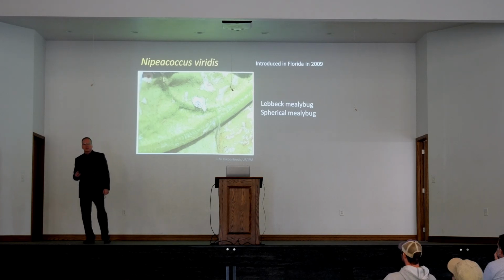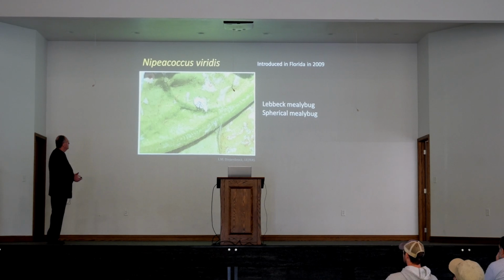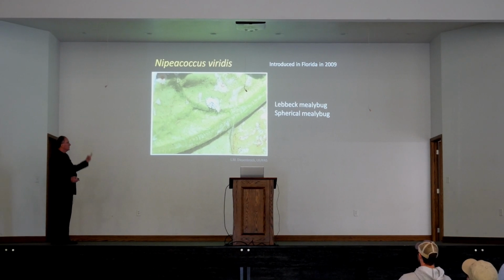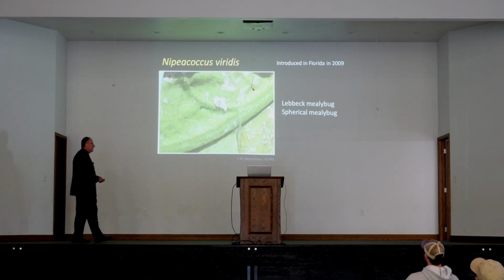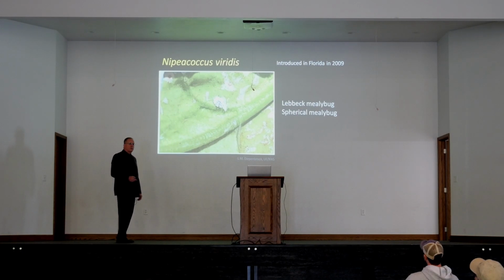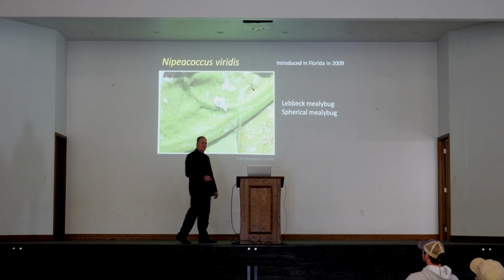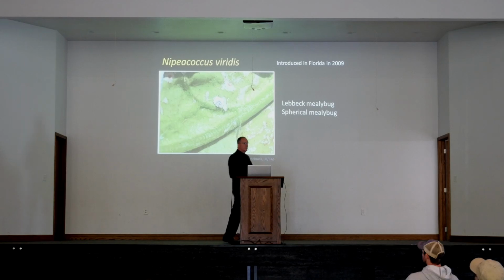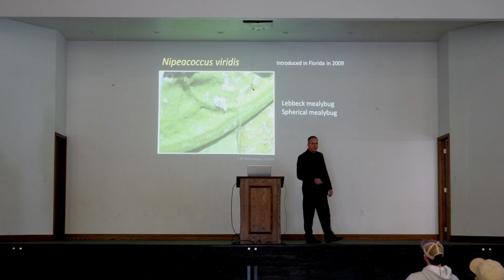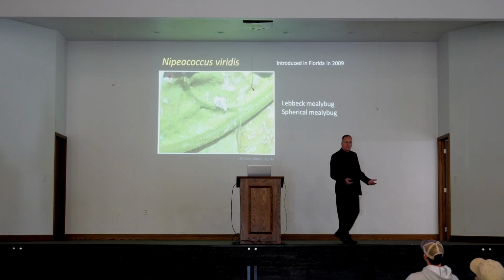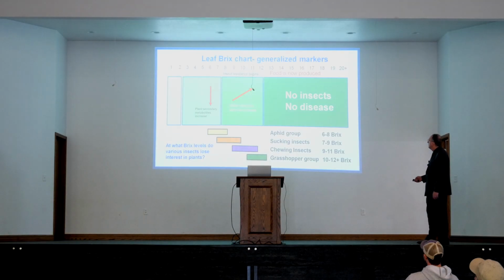The Asian citrus psyllid was avoiding them, which they thought was a success, but now they're finding Nipaecoccus viridis, which was introduced in Florida in 2009. It's called the Lebbeck mealybug, the spherical mealybug, and the mealybugs belong to the last group, the aphid group. We are now at rock bottom. We have gotten to the point where we can only start moving to different insects within that aphid group because we have no tree left that actually espouses any type of health at all.